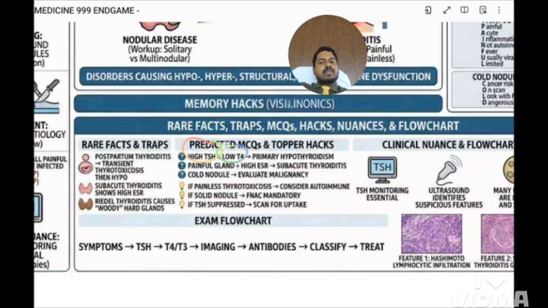Okay. So high TSH with low T4 is primary hypothyroidism. Painful gland with high ESR is subacute thyroiditis. Cold nodule, you should see for malignancy. If it is painless thyrotoxicosis, always think of Graves' disease. If it is a solid nodule, FNAC is mandatory. You have to rule out malignancy. And if TSH is suppressed, so if you see that TSH is low, that means T3, T4 will be high, which means it is producing some hormones. In this case, you first do a radionuclide scan, you see whether it is a hot nodule or cold nodule.